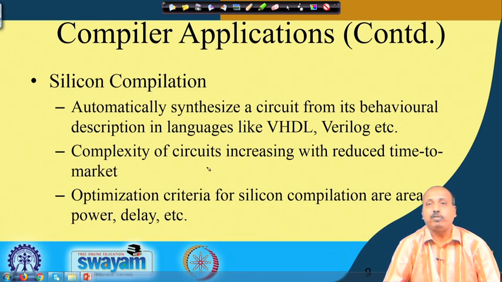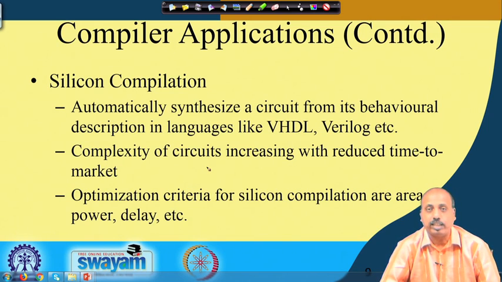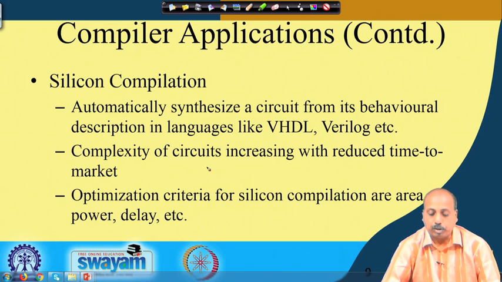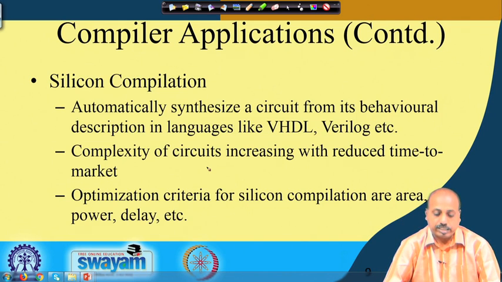So, here if you start at the lowest level and try to generate the whole system very efficiently, it will take time. So, we go the other way. We start with the high level, behavioral description of the system, and from there try to come to the circuit. And the optimization criteria are also different.